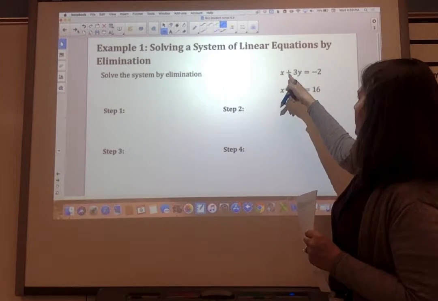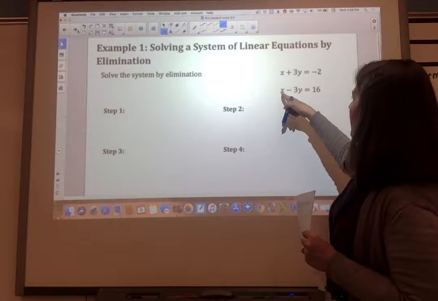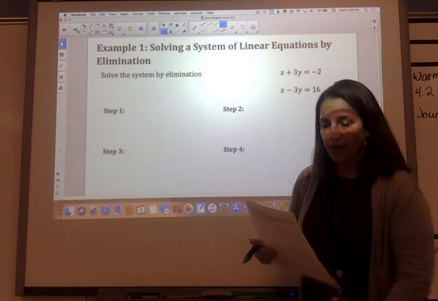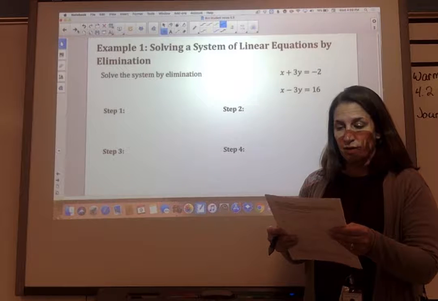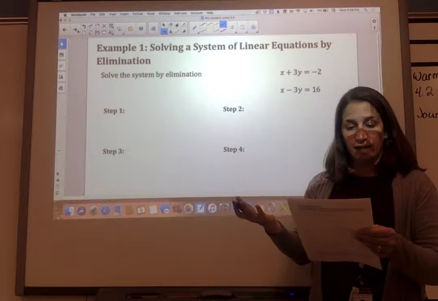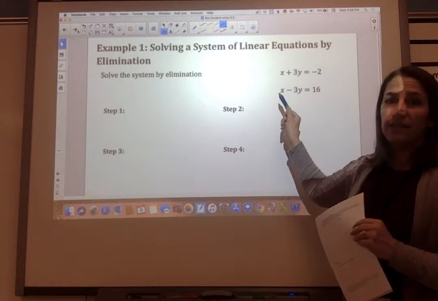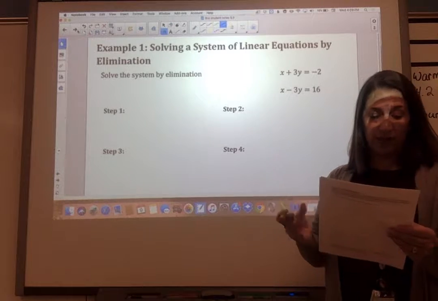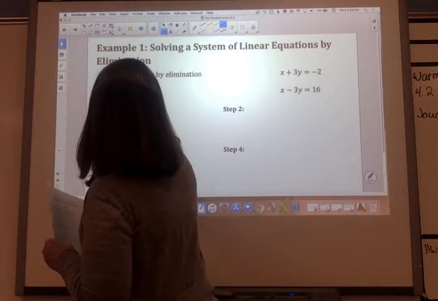Here's our system. x plus 3y equals negative 2, and x minus 3y equals 16. Now, we said that we would find at least one pair of like terms has the same or opposite coefficient. So our x's have the same coefficient and our y's have opposite coefficients. So step 1 is already done. And I'm going to use the y terms.